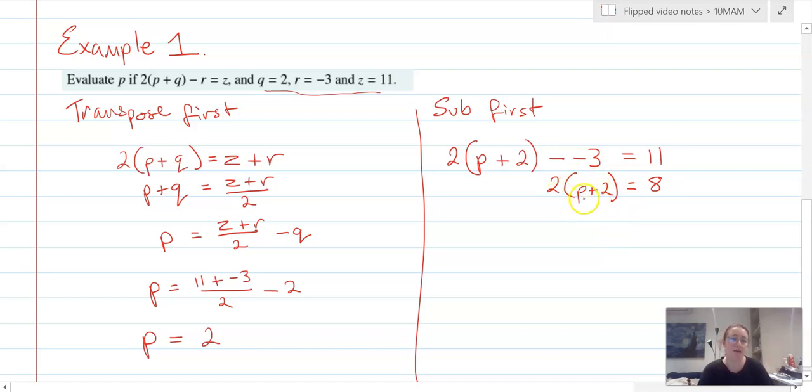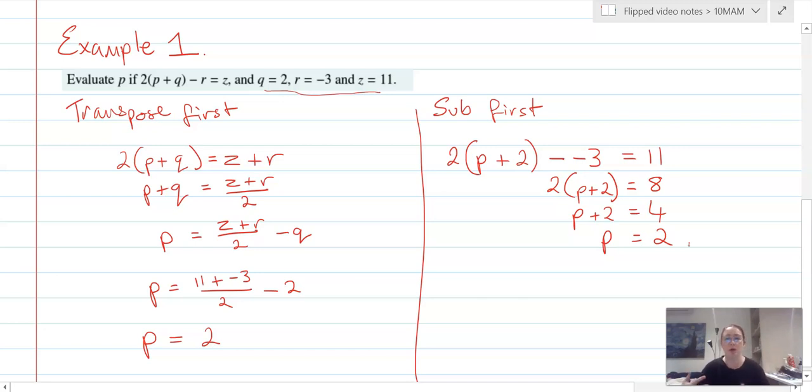Now we've got to expand. Oh, no, we can do the exact same thing we did over here. Instead of expanding the bracket, we can just divide by 2. So p plus 2 is going to be 4. Take away 2, p equals 2. So we get to the same answer either way.